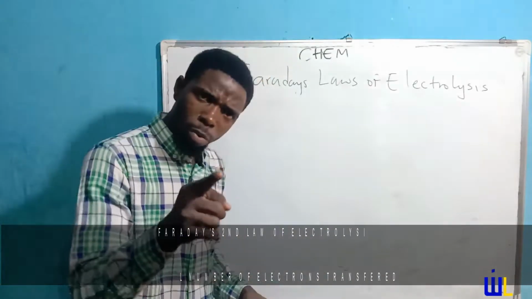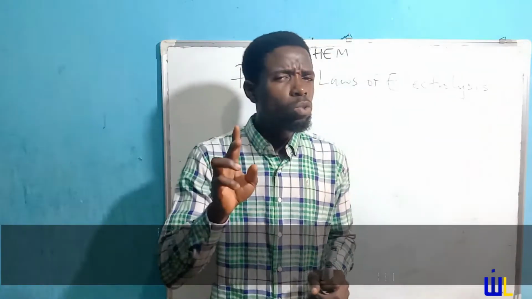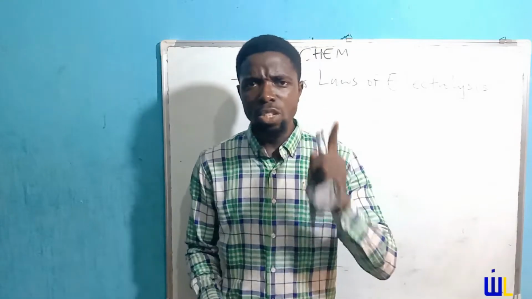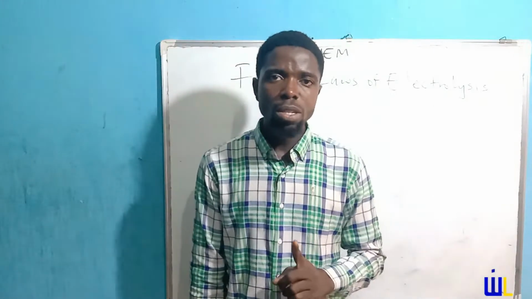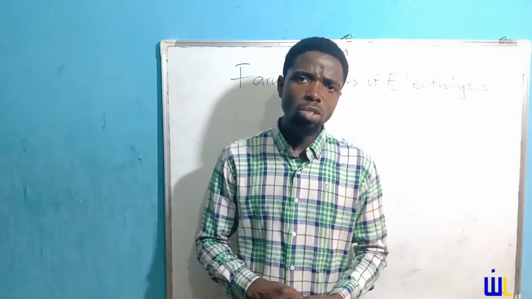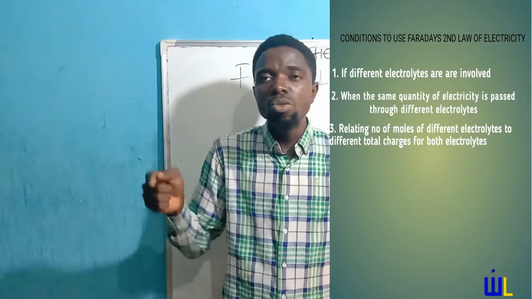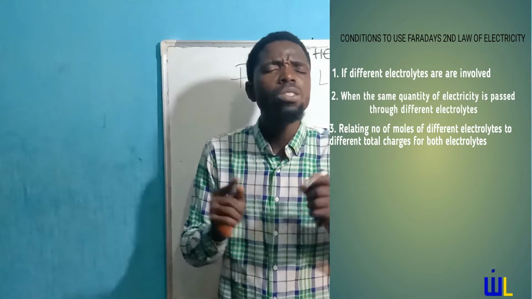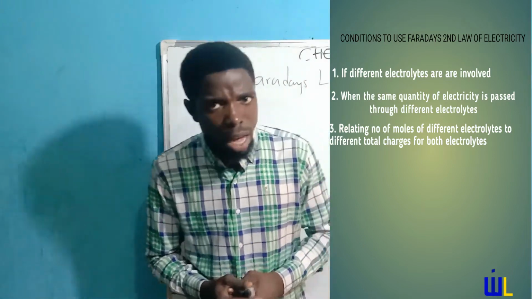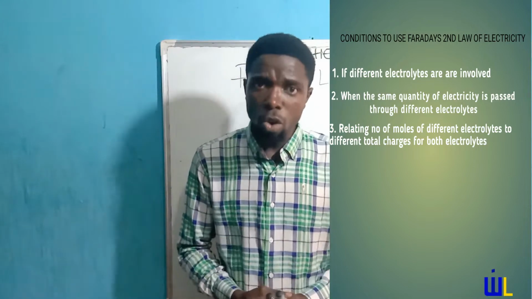Now let's get to the board. Before we get to the board, let's take note of two things in describing Faraday's second law. Number one is that you must pass the same quantity of electricity through the electrolytes. And secondly, it involves different electrolytes. So whenever you have an exam question relating different electrolytes, and you notice that the same quantity of electricity is passed through those different electrolytes, you are supposed to use Faraday's second law of electrolysis, provided you are dealing with a relation between the number of moles deposited and the charge.